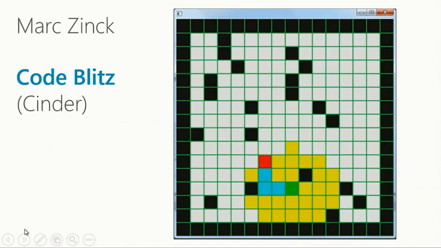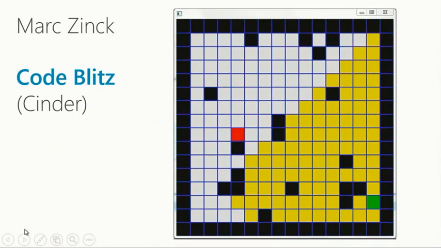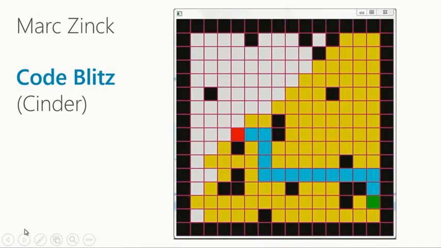Tell us about CodeBlitz. This is also done in Cinder. About how many lines of code is this roughly, and how long did it take you? I didn't count the number of lines. I thought 200, maybe 150. About an hour and a half last night, about another hour and a half this morning, and at 9:30 I emailed it to you.